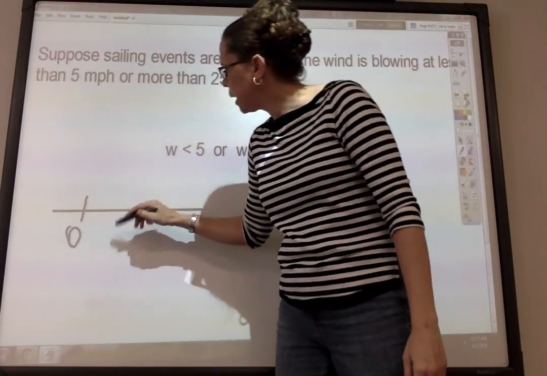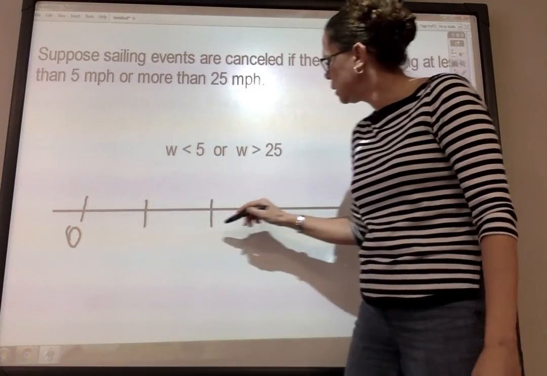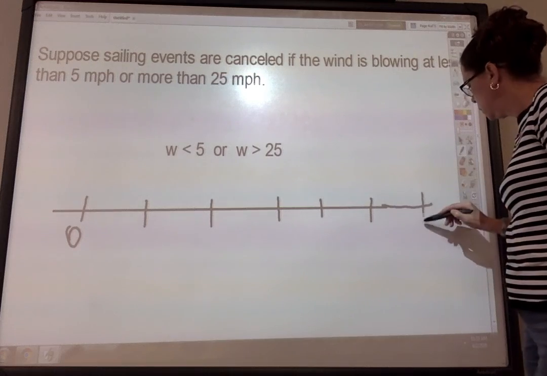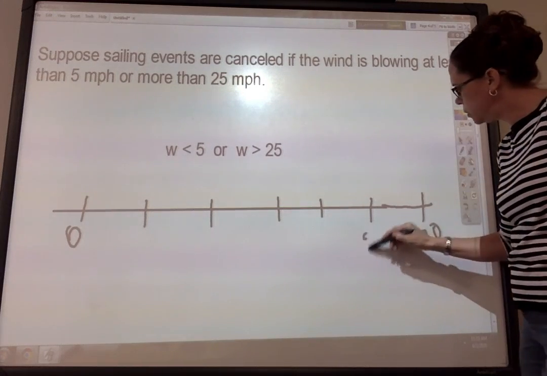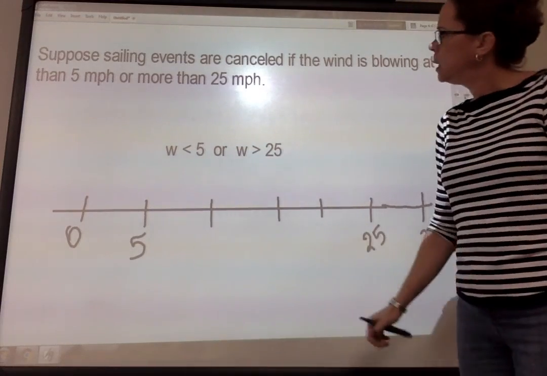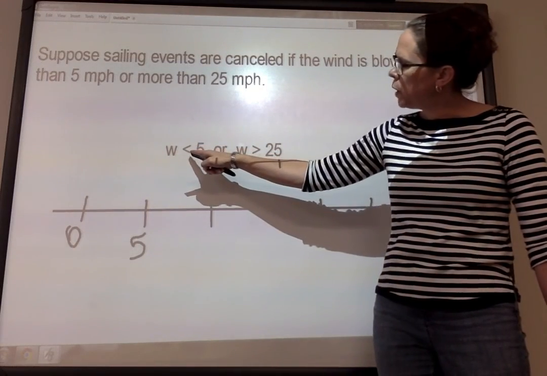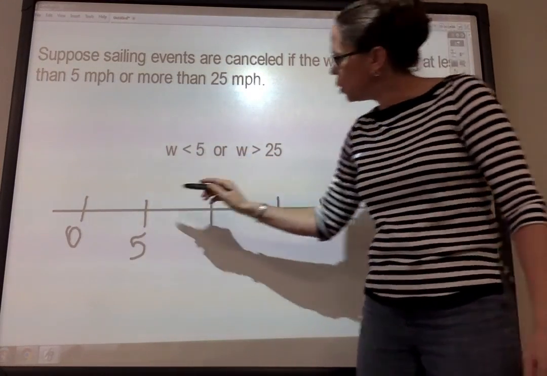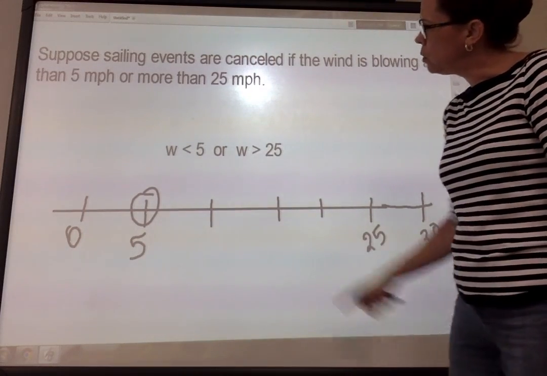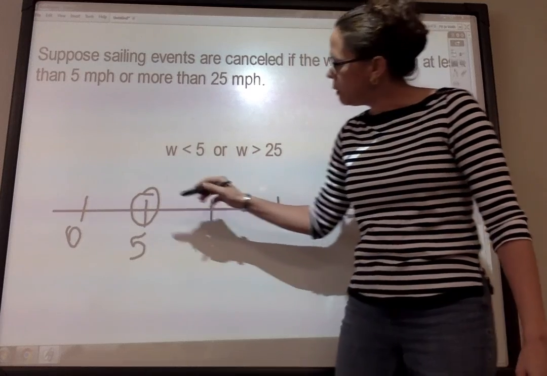So I'm going to start here. Here's 0. I'm going to count by 5. So 5, 10, 15, 20, 25, 30. Okay, here's 25. Here's 5. Now, I'm not going to do a closed circle on 5 because I don't have or equal to. So I'm going to do an open circle on 5. Which direction are the values of wind less than 5? It's this way.